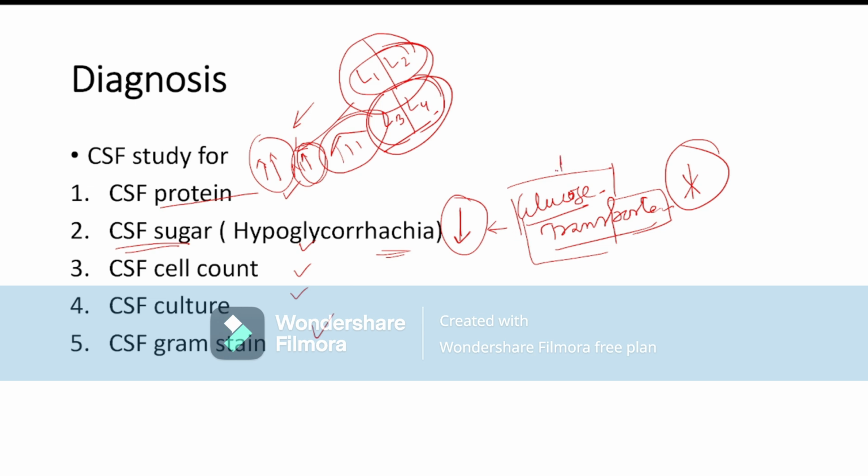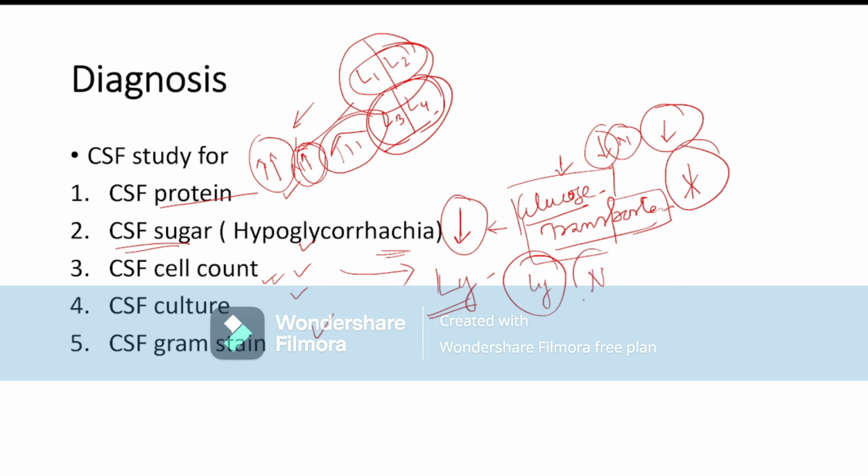In case of bacteria, the sugar is decreased. In case of viral, the sugar is decreased or normal in some patients. In tuberculosis, the CSF sugar is also decreased. Count, the CSF cell count is mainly higher in any patient having viral or bacterial or tubercular meningitis. In case of tubercular meningitis, there is a lymphocyte predominance. In case of viral meningitis, there is also a lymphocyte predominance.